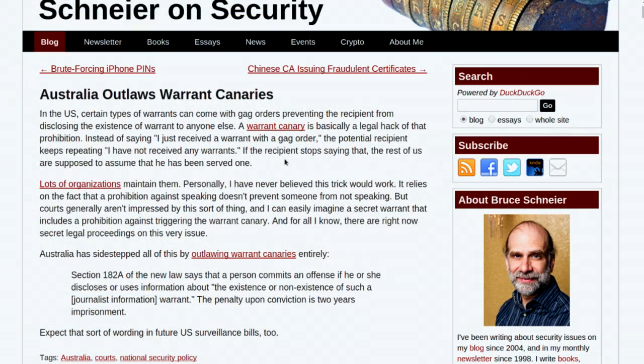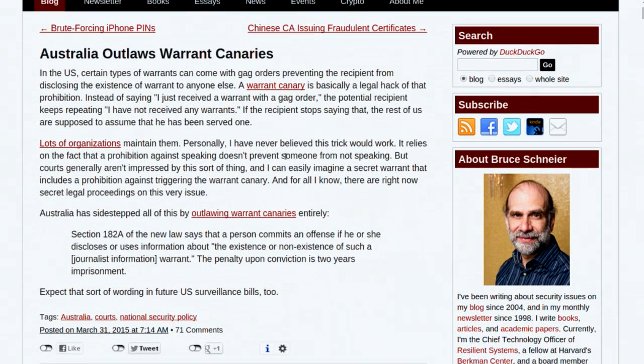Now this one, I'm a little sad to see it, though it doesn't surprise me. Australia outlaws warrant canaries. I wouldn't be surprised if that happens here in the U.S., too. In fact, that's what Schneier says at the bottom of his post. Here's the wording: Section 18.2a of the law now says that a person commits an offense if he or she discloses or uses information about the existence or non-existence of such a journalist information warrant. The penalty upon conviction is 2 years imprisonment.